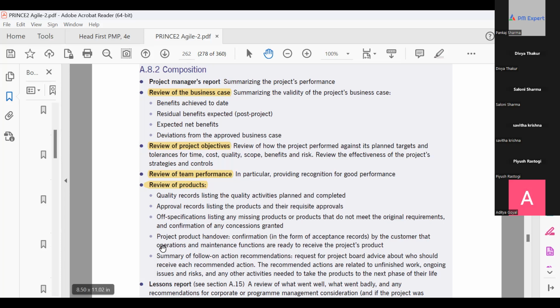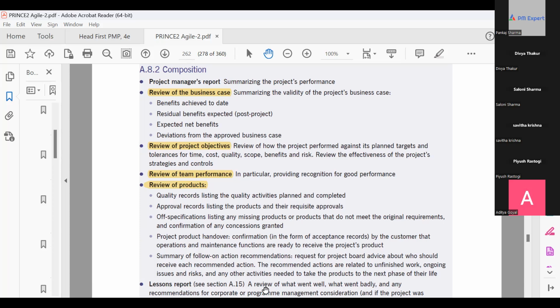The handover confirmation: there should be a confirmation that you have handed over everything to the customer. Summary: if there are some known bugs out of specification, what you are going to do. So follow-on action and recommendations should be there for any open issue, for any open risk which can impact the operations. Then learnings, right? What have we learned from this project? This should be part of the project closure report.